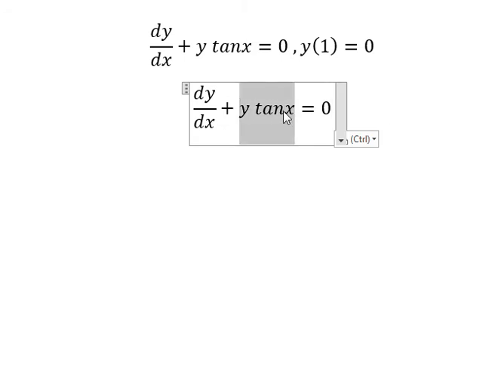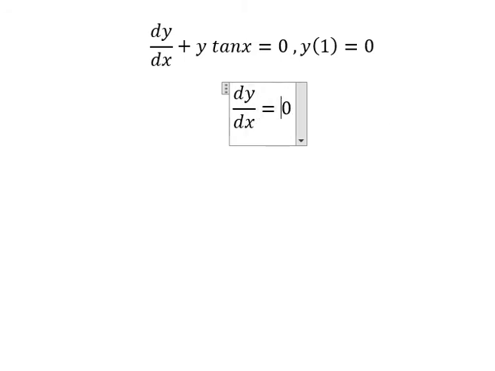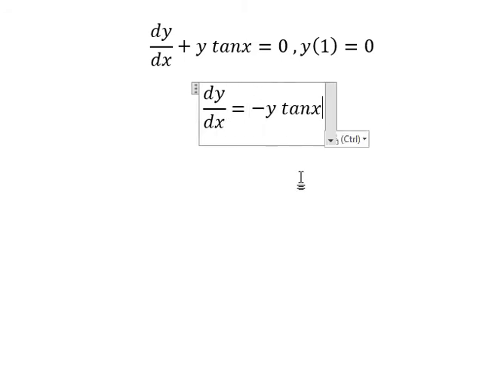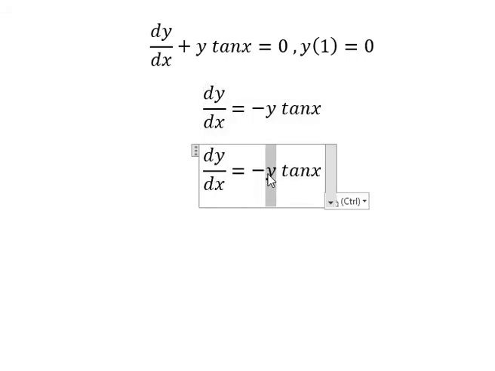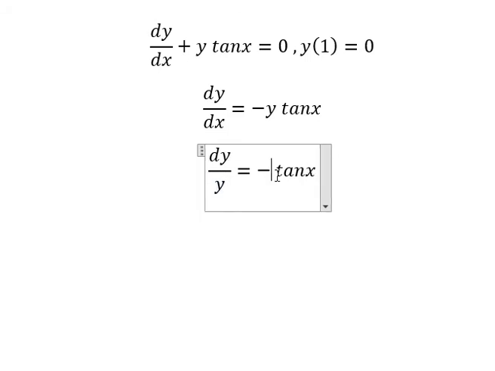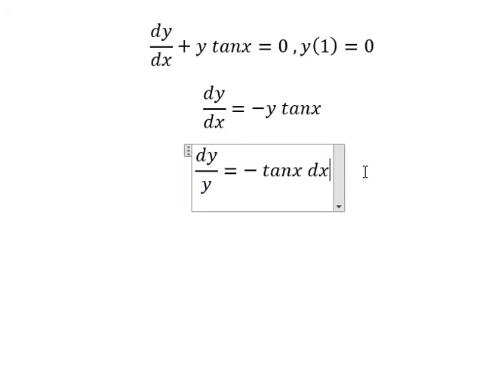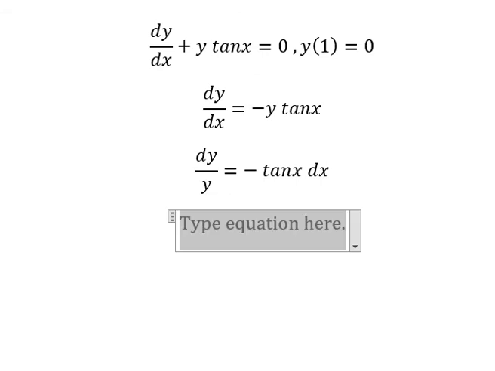This one I will put on the right. Next, y we put on the left, ds we put on the right. Next, we put the integration for both sides.